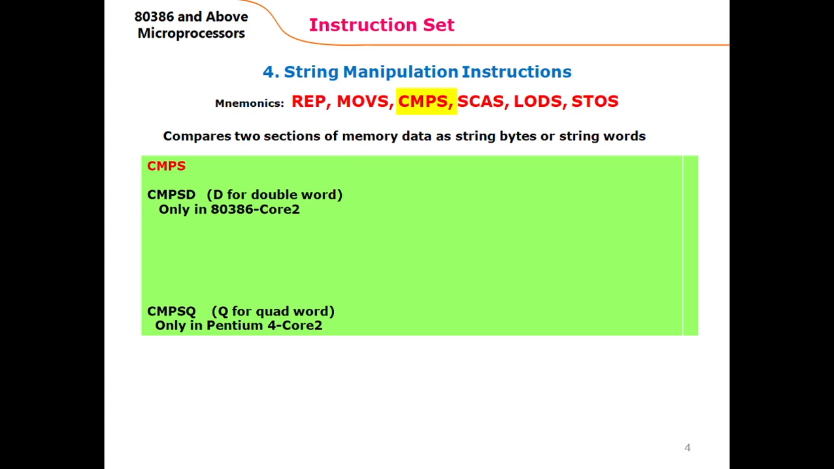There are other variations. Compare string D. D stands for double word. This instruction is available in 80386 and above. And similarly, there is compare string Q. Q stands for quad word. So 8 bytes of strings are compared with each other, and this instruction is available in Pentium 4 and above microprocessors.